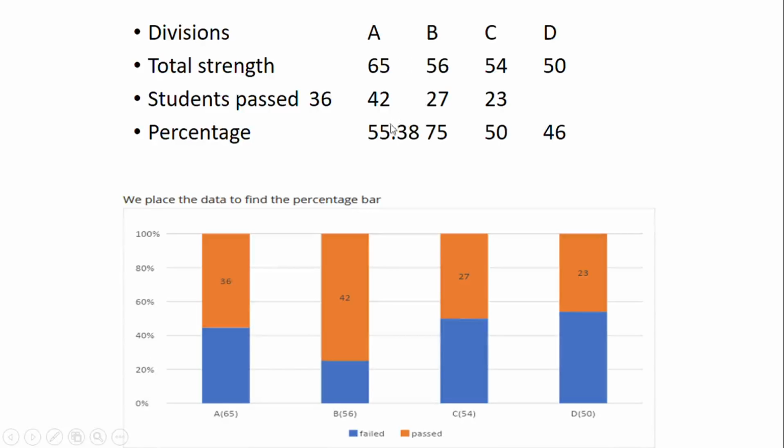In division A it is 53 percent, in division B it is 75 percent, division C it is 50 percent and division D it is 46 percent. So we can make a percentage bar diagram where the total length of all bars will be 100 percent. Here the blue shows the percentage of students who passed in the examination.